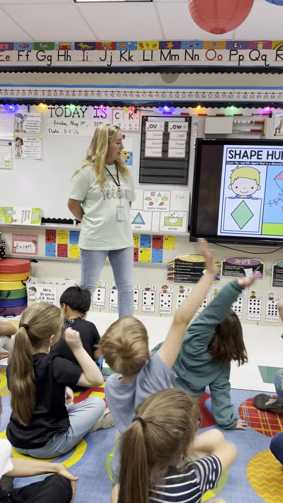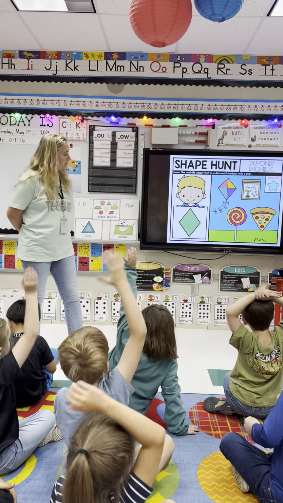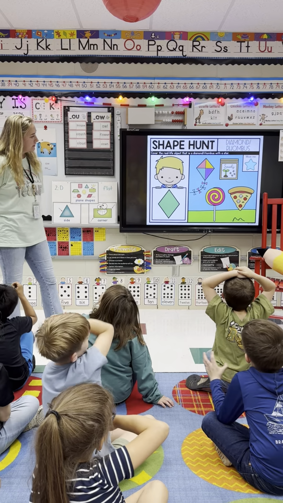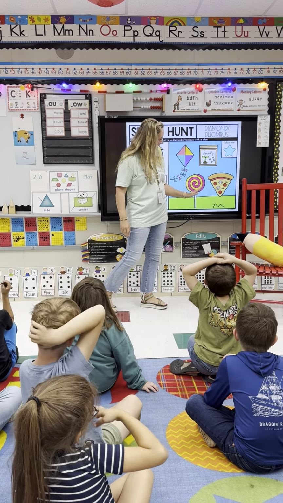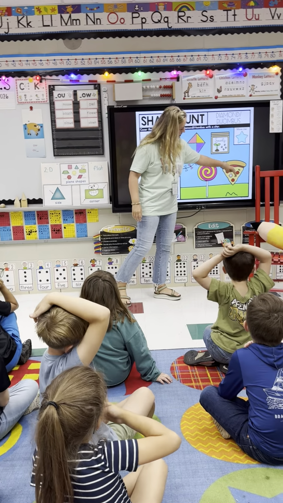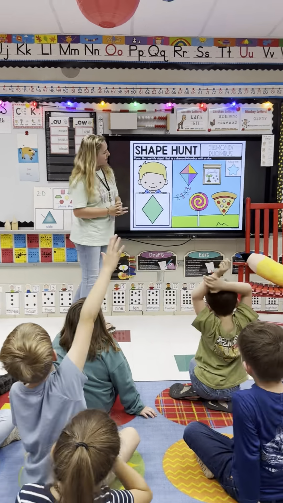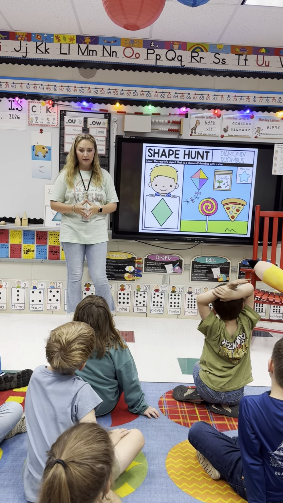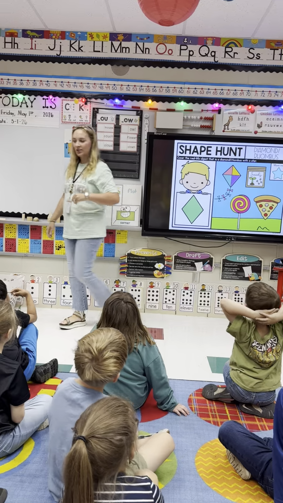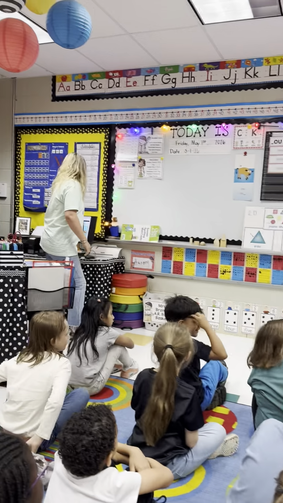Which one is the same as the rhombus, Gemma? The pizza. Let's look at that. A pizza reminds me more of a triangle. It has 1, 2, 3 sides. Is there a different picture you see up here that has 4 sides that are slanted like the rhombus? The kite. Good job. I like how she changed that answer. Okay.